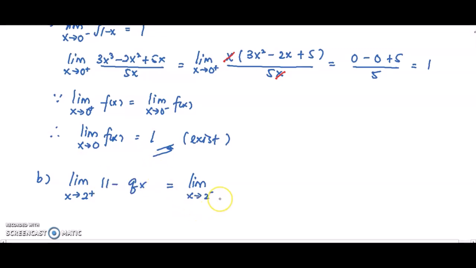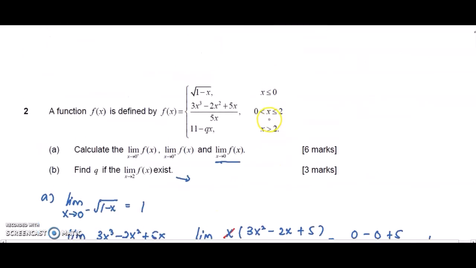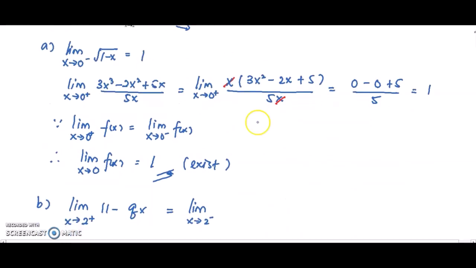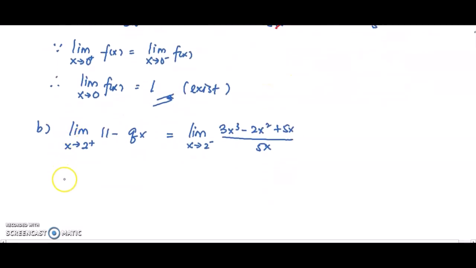Then when x approaches 2 negative, it is somewhere in this interval, so we need to take the second function, that is 3x cubed minus 2x squared plus 5x over 5x. And don't forget that just now we have simplified this function, so we can just copy it down if you want. Then you can simplify this first, or substitute the 2 negative directly. It's up to you. But for me, I simplify first.